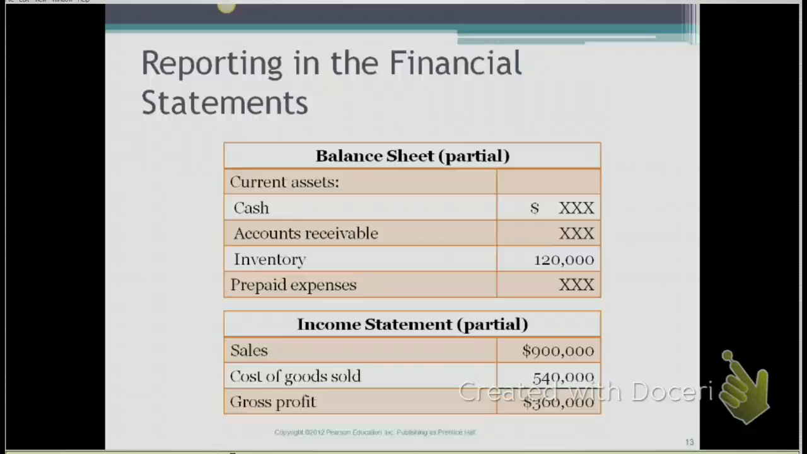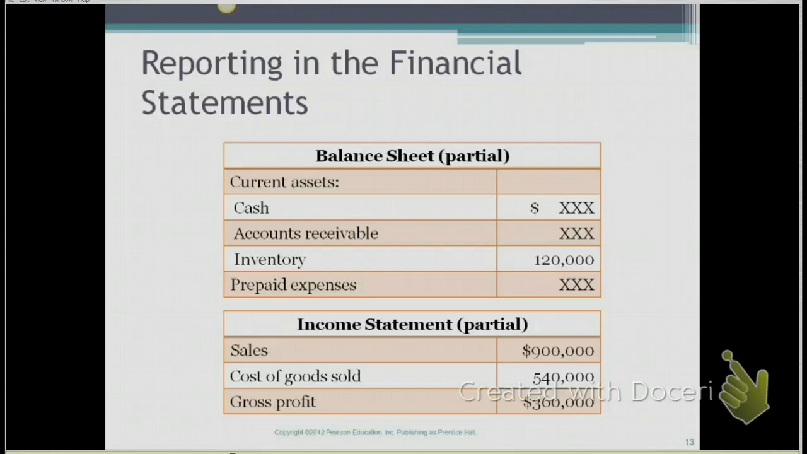Let's take a look at how transactions relating to inventory are reported in the financial statements. Your balance sheet, the partial balance sheet is shown here, will have your ending inventory balance at the end of your accounting period. It's a current asset and it's less liquid than accounts receivable or cash, but more liquid than prepaid expenses, so it's typically shown right after accounts receivable.